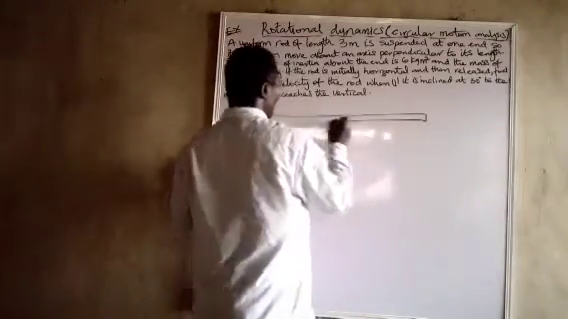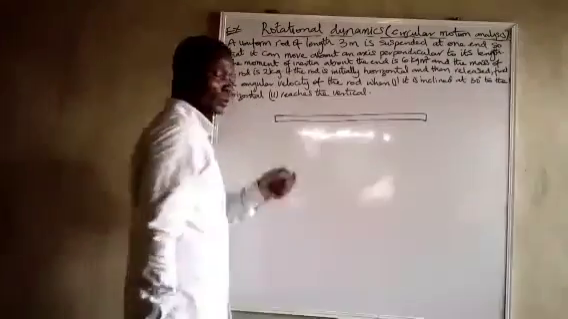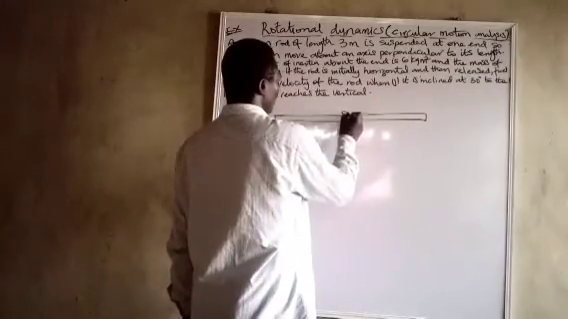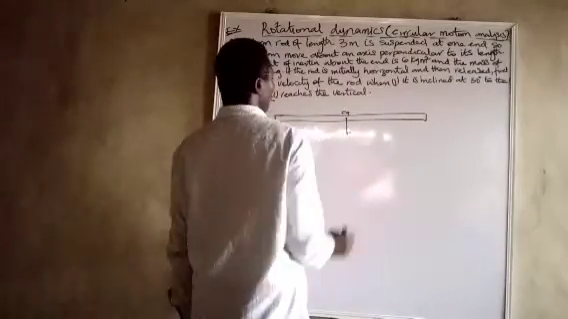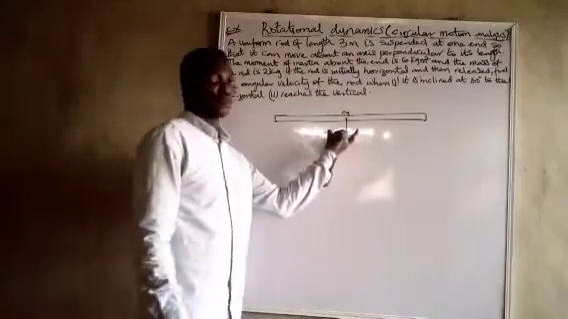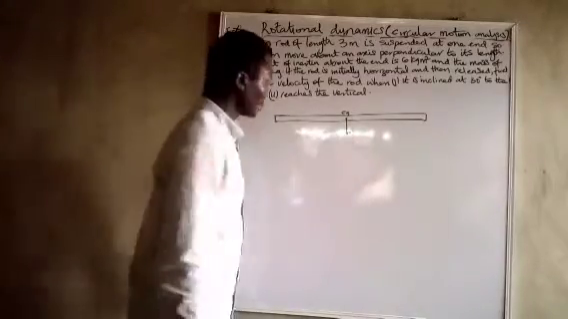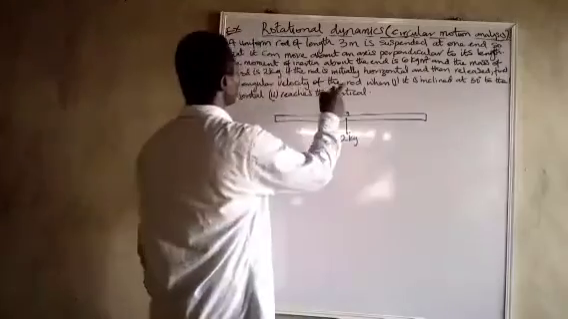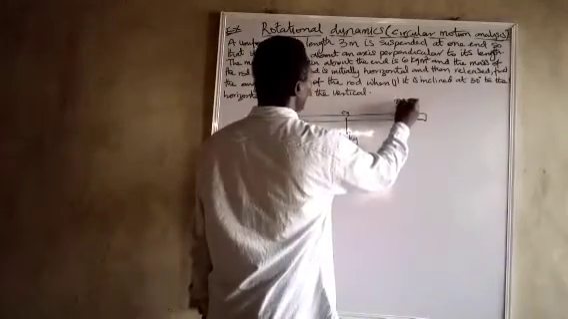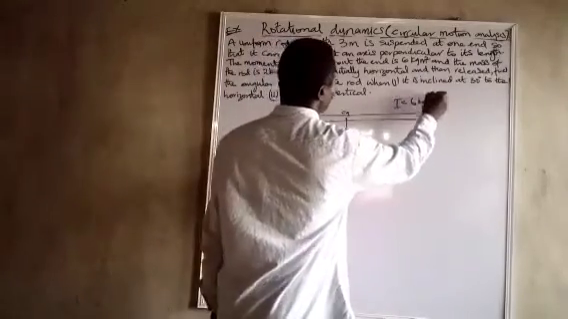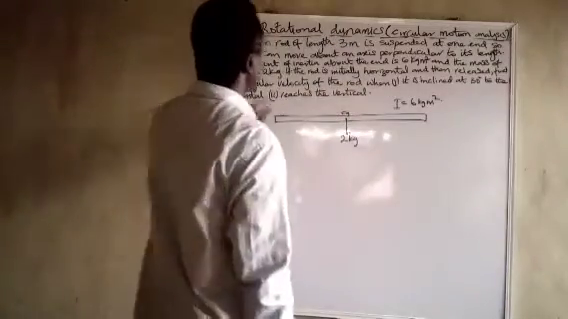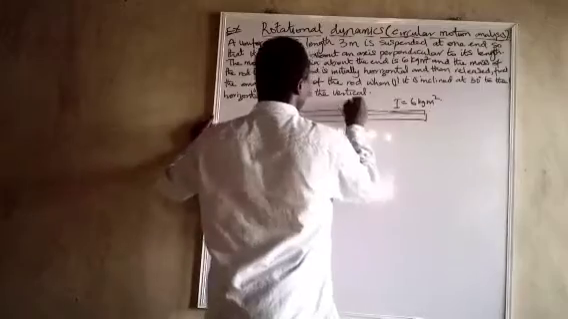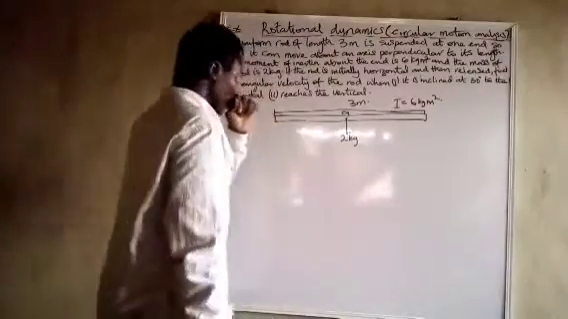We are told that it is initially like this, and also we are told it is uniform. That is, G, the center of gravity, will be at the middle here. So the whole mass will be taken to pass through the center of gravity. And we are told that the mass is 2 kg, and I is 6 kg/meter square. The length is 3 meters.